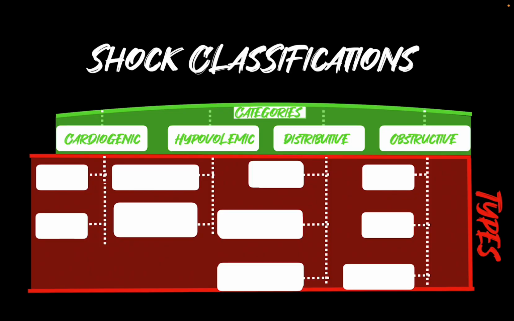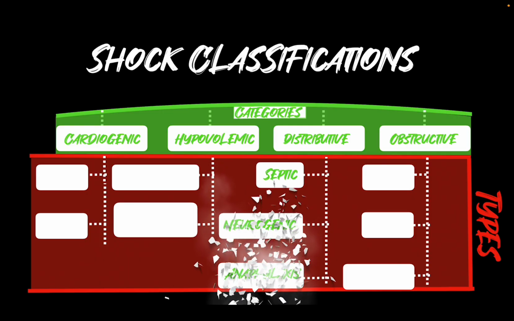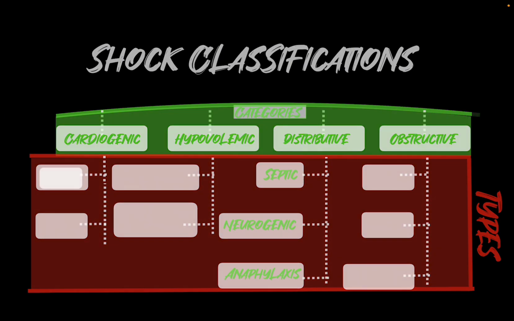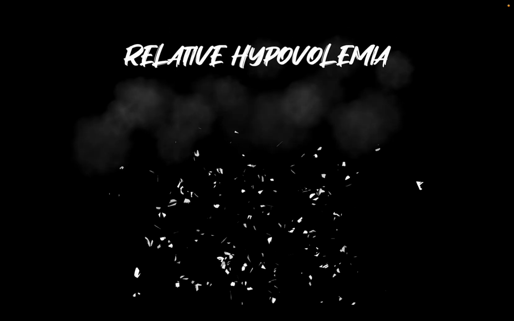So under each of these categories are types. And like I said earlier, we're going to look at distributive. Now, the three main types of shock that fall under distributive is septic, neurogenic, and anaphylaxis. Now, distributive shock has another name that I like a lot more because it does a better job at highlighting what the problem is, and that's called relative hypovolemia.